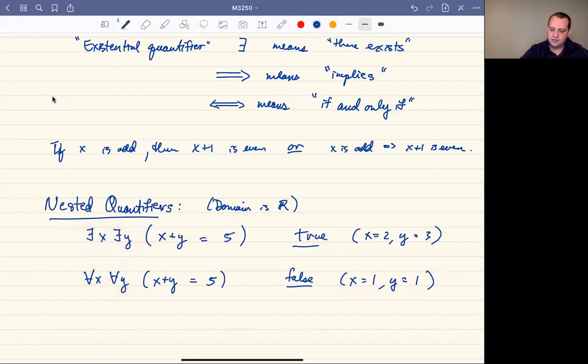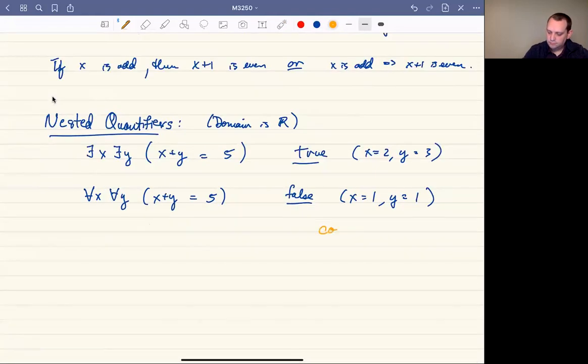Okay, so this is called a counterexample. This is just an example that shows that your for all statement is false. Okay, and so those are going to be very useful for us.